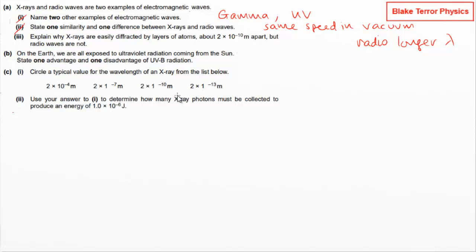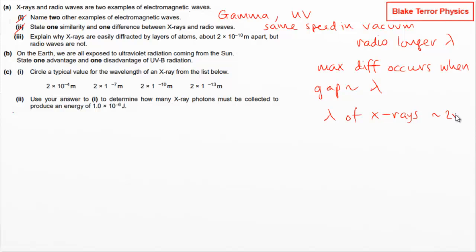Explain why X-rays are easily diffracted by layers of atoms about 2 × 10⁻¹⁰ meters apart, but radio waves are not. Okay, so maximum diffraction occurs when the gap is roughly equal to the wavelength. And the wavelength of X-rays is roughly equal to 2 × 10⁻¹⁰ meters. So therefore, they're going to diffract more.